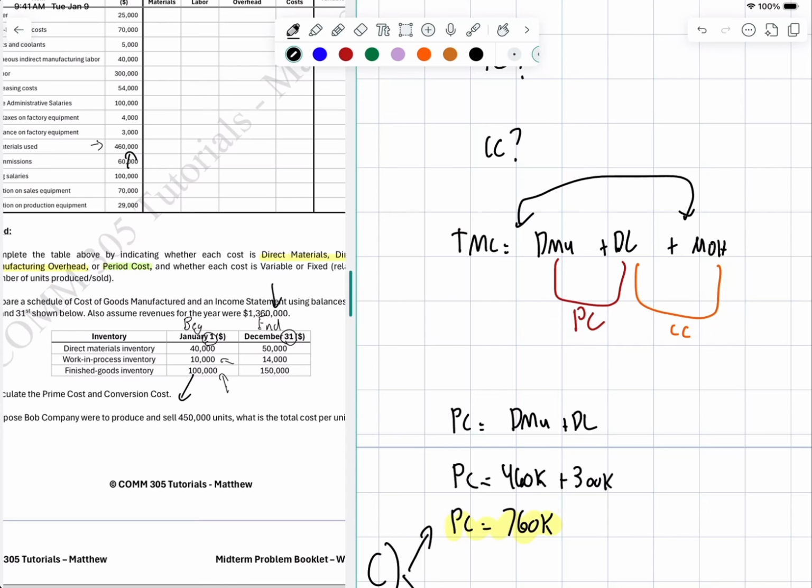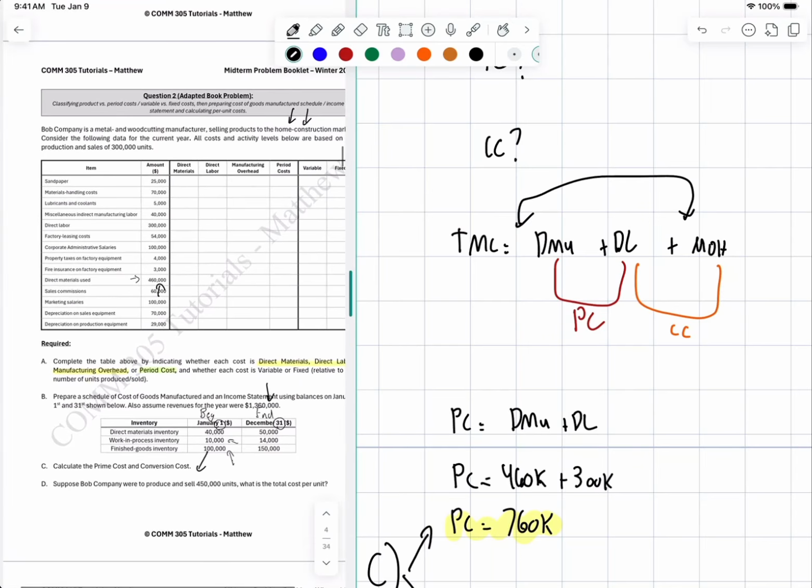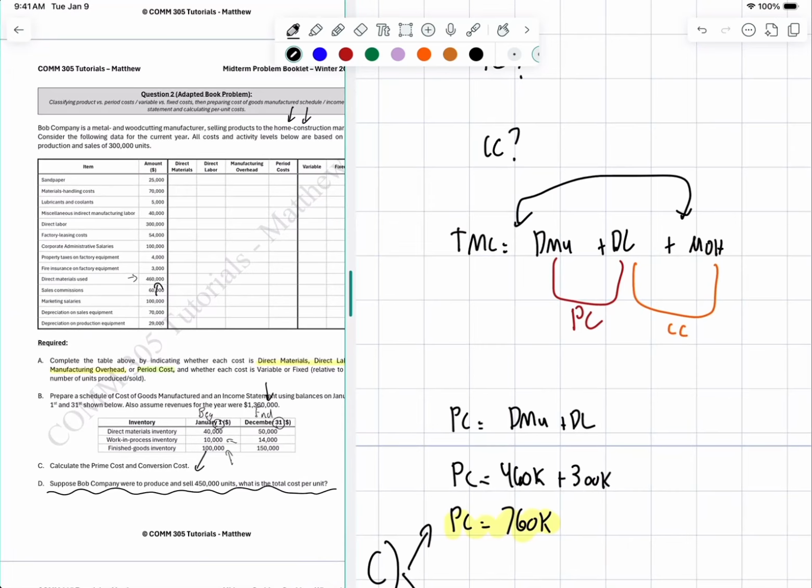No problem. Okay. Next. And this is probably the hardest part of the question, guys, the cost estimation. Basically it says, suppose Bob were to produce and sell 450,000 units.